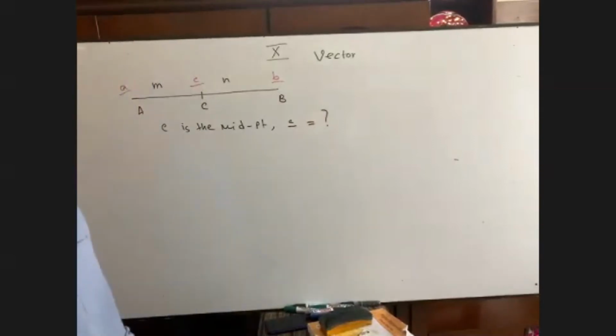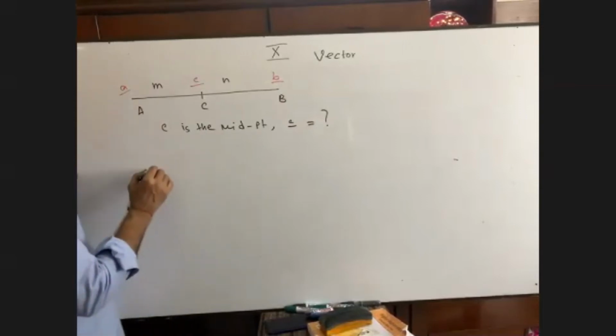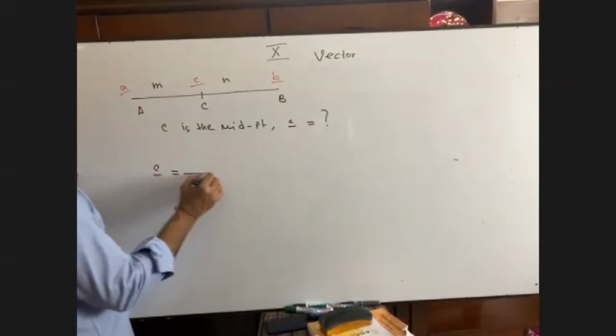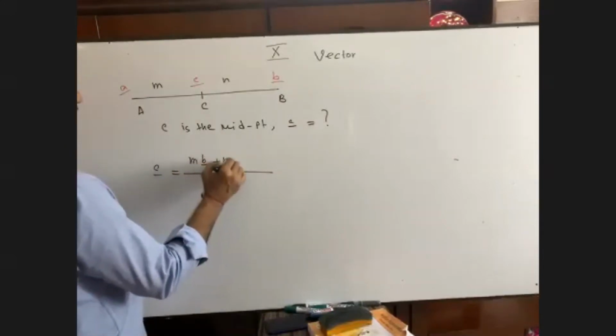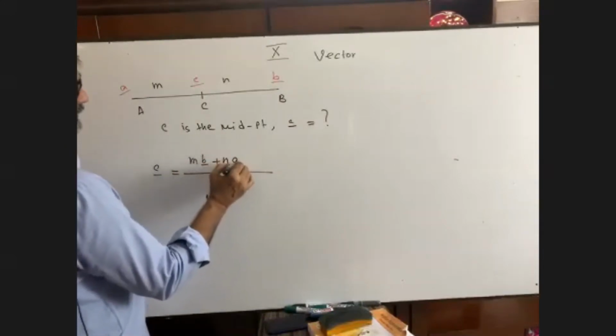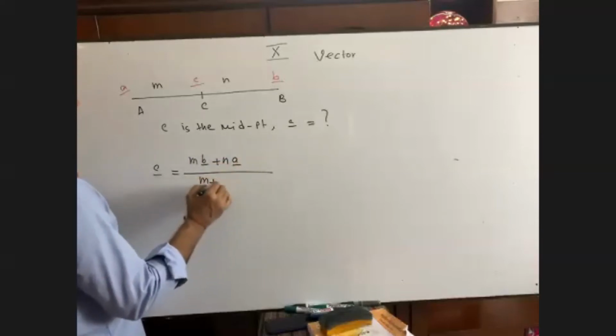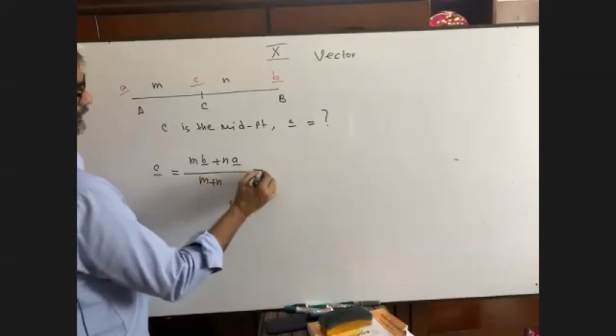It will be given in the examination. What is the formula? Let me know. What is the formula? C equals to MB plus NA by M plus N. Write down MB plus NA by M plus N.